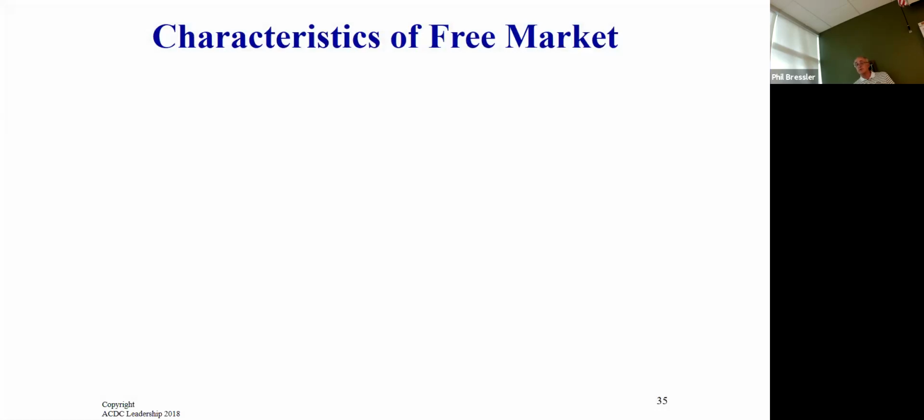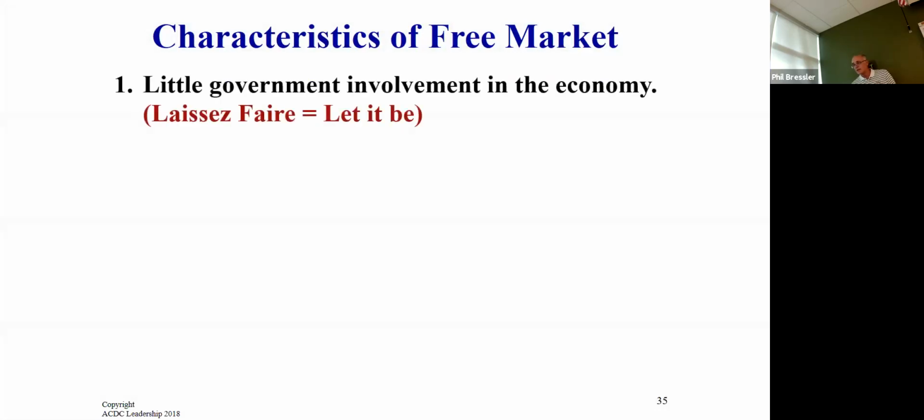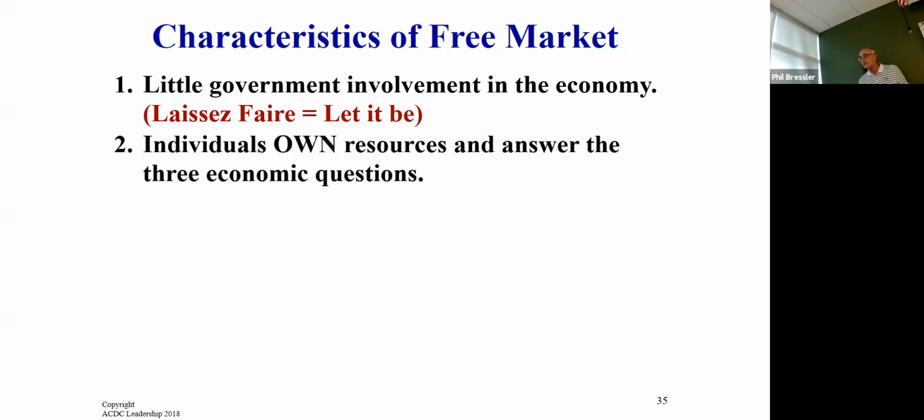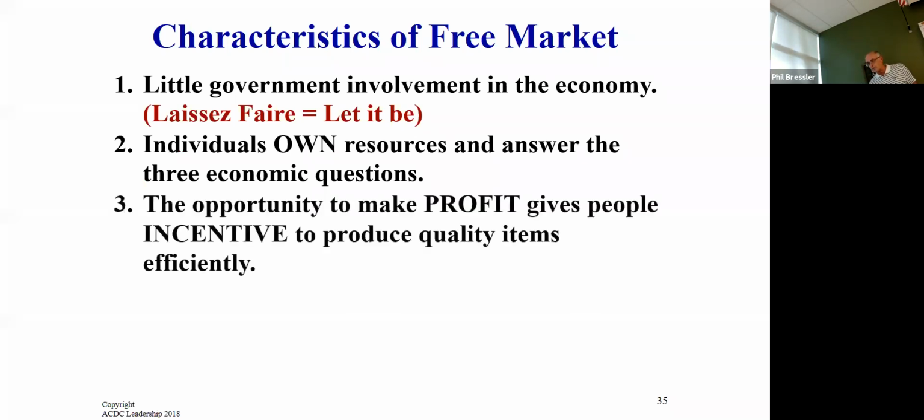All right, here are the characteristics of the free market. If you think of the United States, little government involvement in the economy. Now, this could be argued. Republicans would say the government's too involved, Democrats would say not involved enough, but the government really doesn't decide how many sneakers Nike produces or how many shirts we buy, all right? So laissez-faire, that's really hands-off. Individuals own. So we own the resources, all right? We own the labor, we own the land.